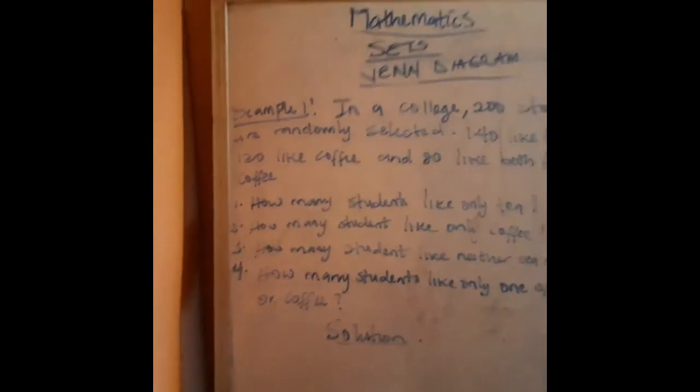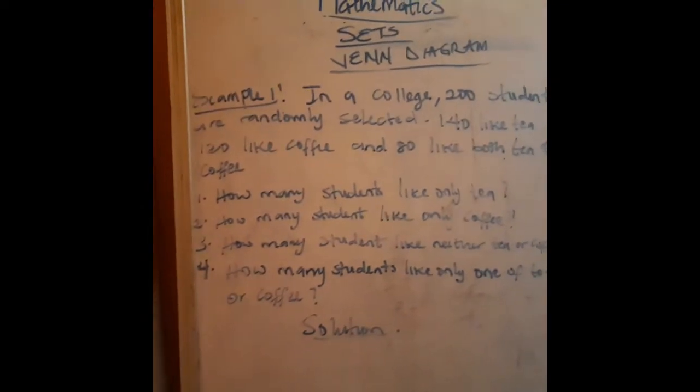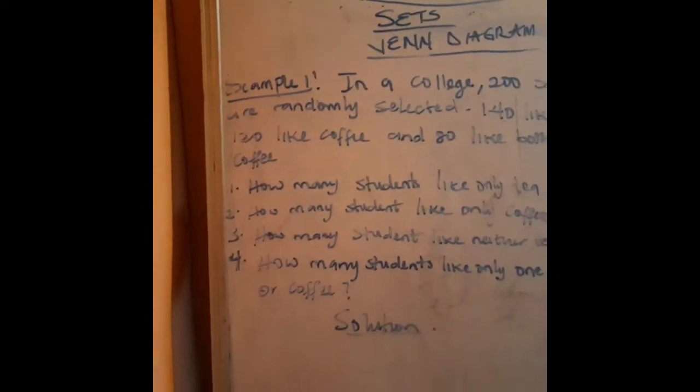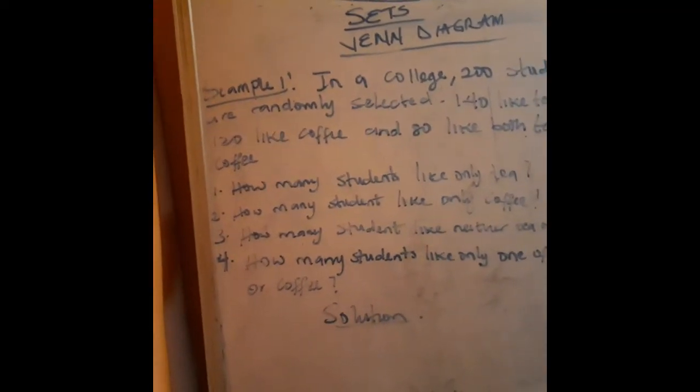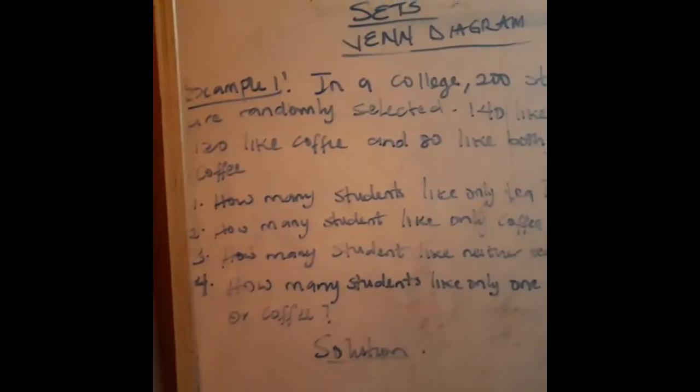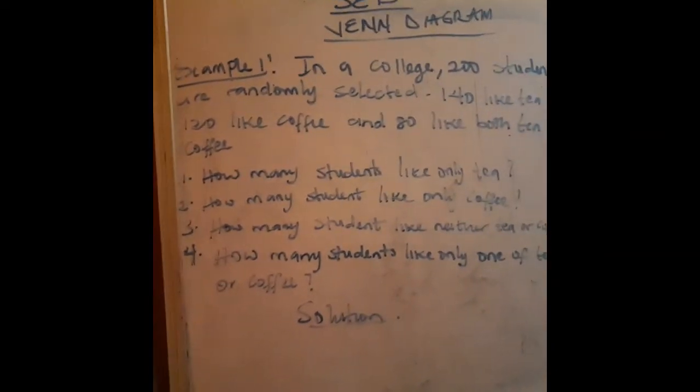Let's go back to the question. The universal set is 200, which is students, 200 students, and they said they are randomly selected. They said 140 like tea. They didn't tell us if the 140 that like tea is only tea that they like. The question says we should find those that like only tea. So within this 140, we can have those that like tea only and those that like both tea and coffee. The best thing is to just represent it in a Venn diagram for better understanding.